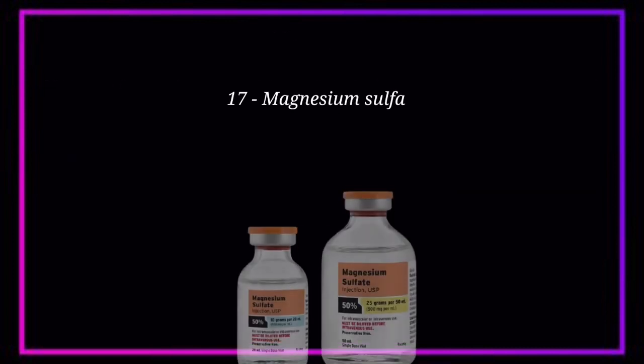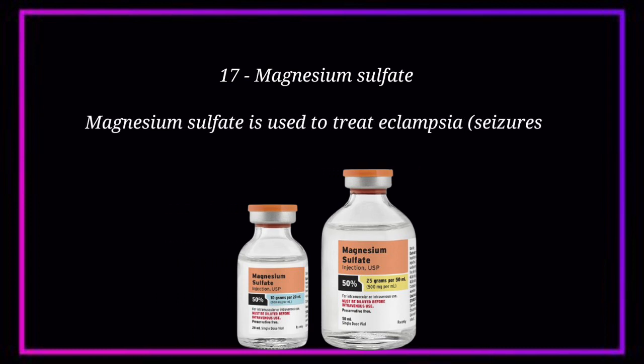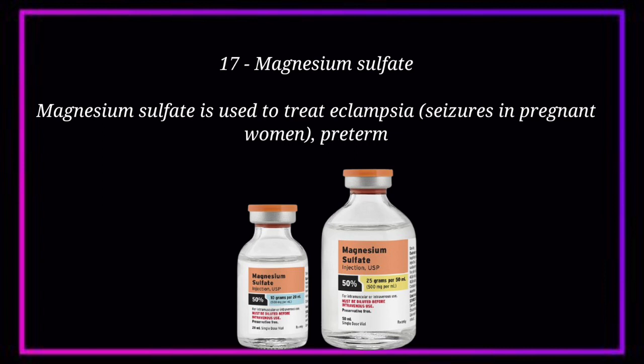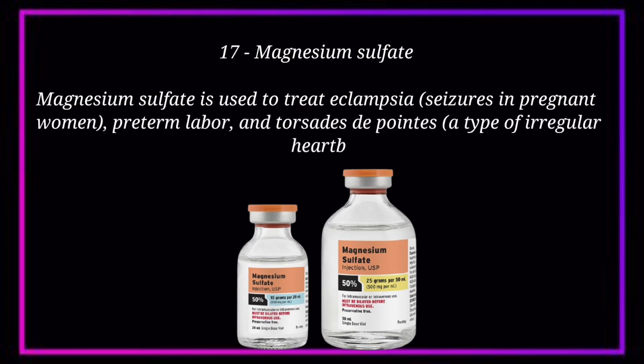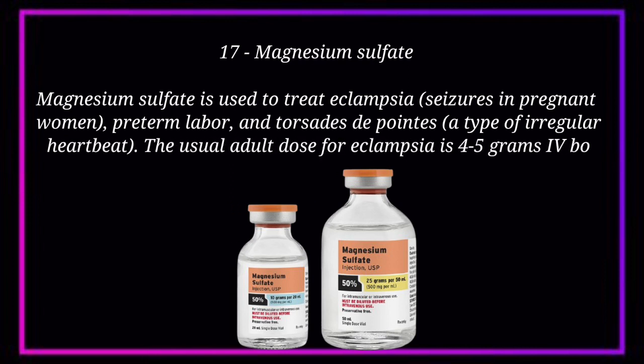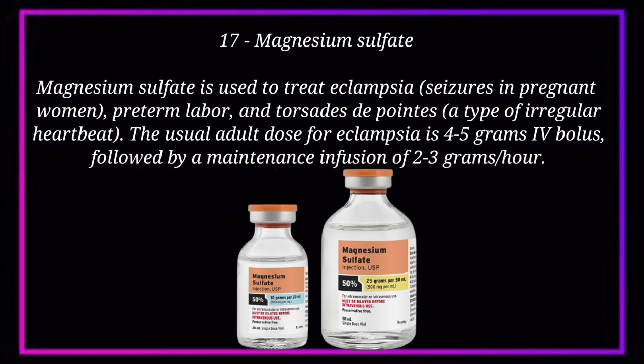Number 17. Magnesium sulfate. Magnesium sulfate is used to treat eclampsia seizures in pregnant women, preterm labor, and torsades de pointes, a type of irregular heartbeat. The usual adult dose for eclampsia is 4 to 5 grams IV bolus, followed by a maintenance infusion of 2 to 3 grams per hour.